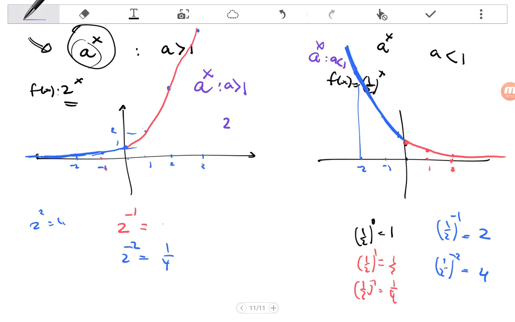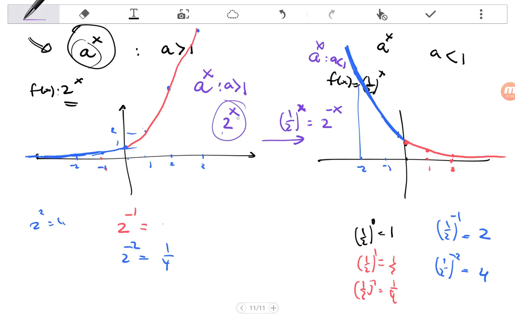Because if you notice, for example, that for 2 power x, what is half power x? What is the relation between half power x and 2 power x? Half power x is just 2 power negative x. Yes? So this function is just 2 to power x, and this is 2 power negative x.